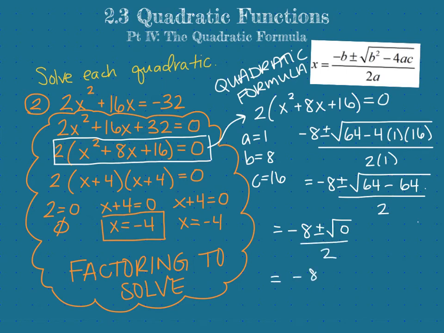We're left with just -8 plus or minus nothing all over 2. I don't need to write plus or minus 0. It doesn't do anything for us mathematically. -8 divided by 2 is -4. That's showing us that we did, in fact, only have one solution. Yes, it occurs twice, but our one solution is -4.